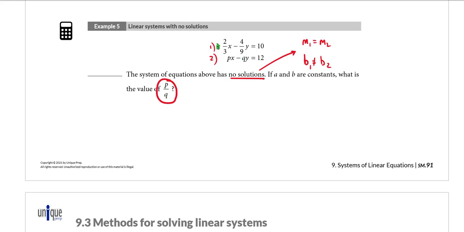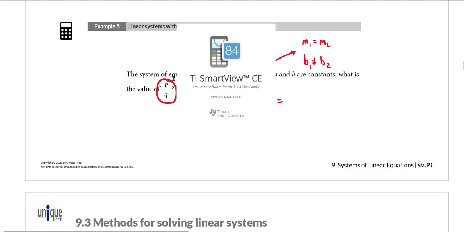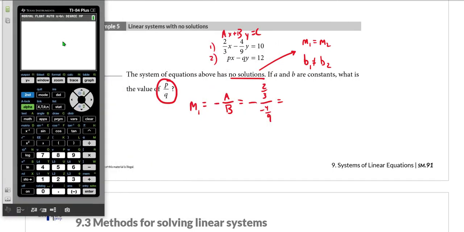So let's deal with the slopes first and see where that gets us. So the slope of line 1, since these equations are in standard form, I'm going to use my shortcut once again, which you will be using a lot on the test. So this is going to be negative a over b. A is 2/3, b is negative 4/9. I am not going to mess around with this. I'm going to go right into my calculator and punch this in.